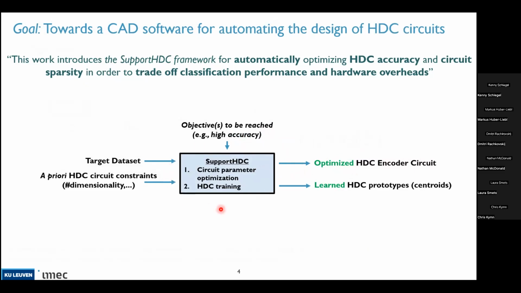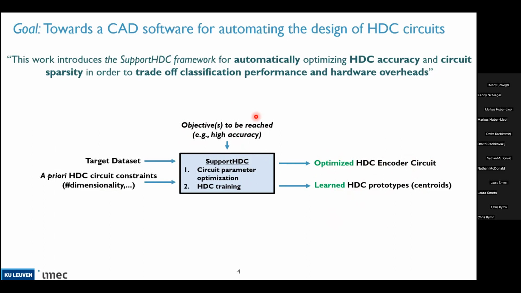We basically want a form of CAD software, computer-aided design software, that would take a target dataset as input, along with some a priori HDC circuit constraints, for example the dimensionality of the hyperspace given as a specification. It would then produce an optimized HDC encoder circuit, as well as return the learned HDC prototypes, meaning the centroid vectors that represent each class in your HDC system. And of course, it would do that while respecting some objectives that you want to reach.